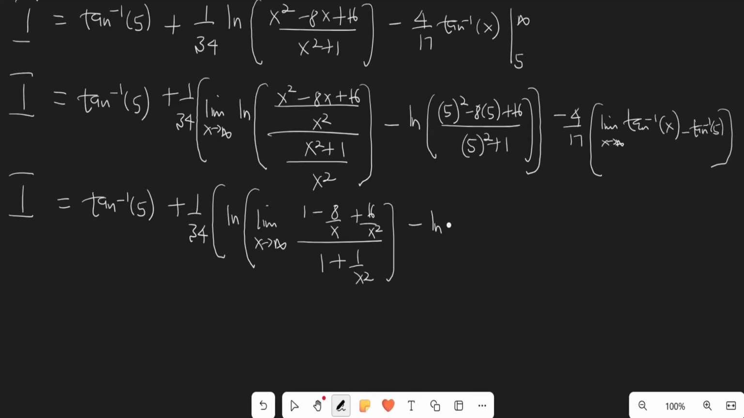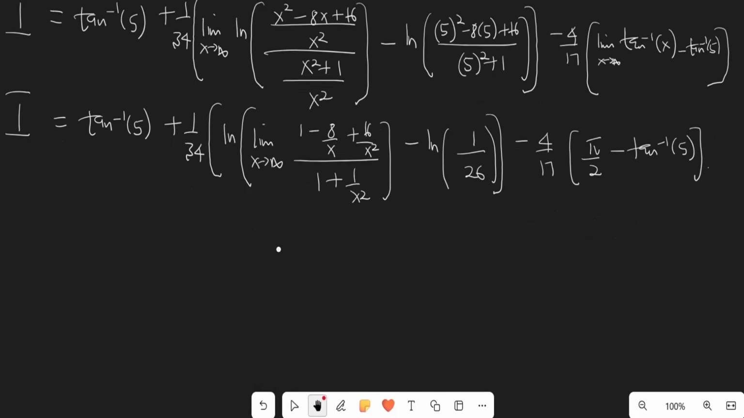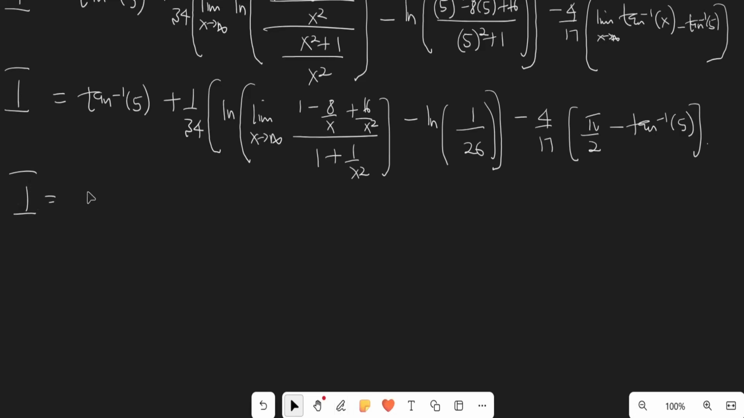Minus ln of what? 5 squared minus 8 times 5 plus 16, that is 41 minus 40, which is 1, over 25 plus 1 is 26, like this. This is multiplied by this, and then half minus 4 over 17, right? And what do I have here? As x is approaching infinity, tan inverse of x is going to be approaching pi over 2 minus tan inverse of 5. Okay, cool. I is going to be equal to the tan inverse of 5 plus 1 over 34, right?